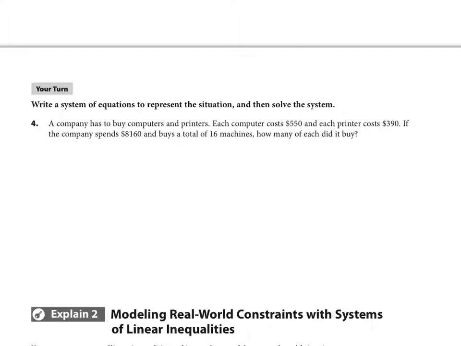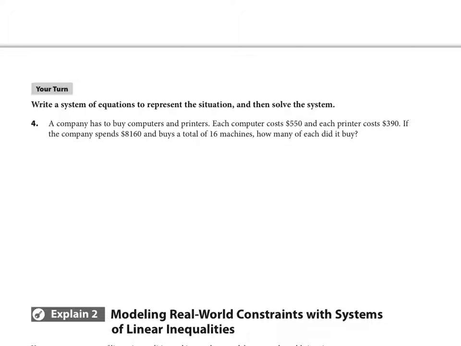solve it. So we have a company that has to buy computers and printers. Each computer costs $550. Each printer costs $390. If the company spends $8,160 and buys a total of 16 machines, how much of each did it buy?